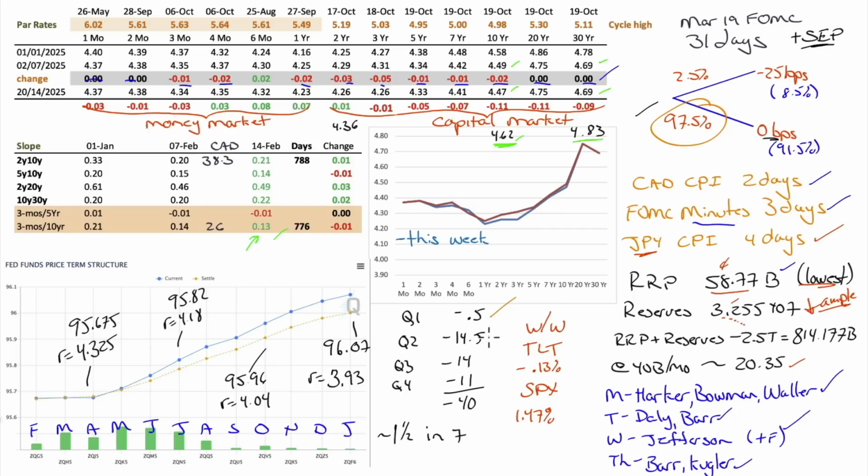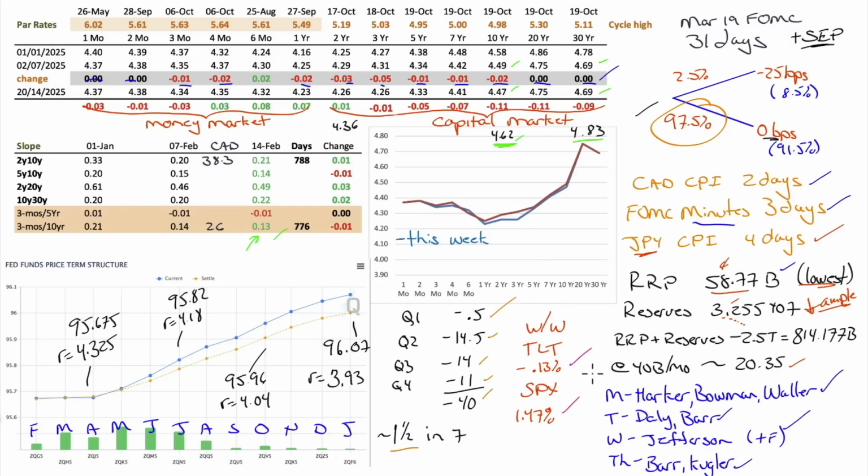Q2, maybe half a point there. Q3, there's some uncertainty, maybe something there. And Q4, maybe something there. So there's three maybes in there, which add them all up, you get 40 basis points. So out of the three maybes, it's looking like 1.5 roughly in 7 meetings. TLT, week over week, pretty much unchanged, negative 0.13.